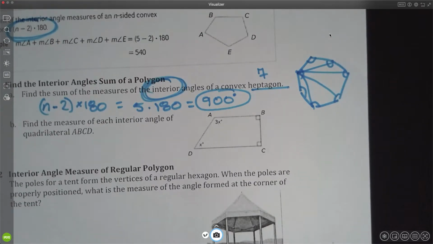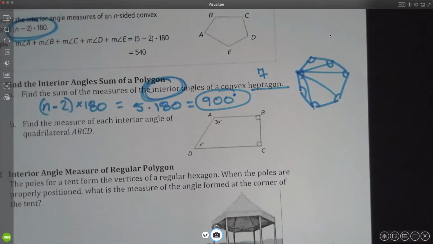5 times 100 is 500. 5 times 80 is 400. 500 plus 400, 900. There you go. So if I would add all those angles together, it is 900 degrees.